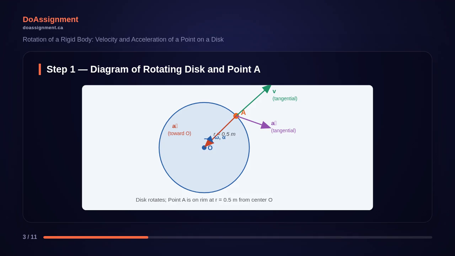Here is the setup. The disk rotates about its fixed center O. Point A sits on the disk, 0.5 meters from the center. At point A, the velocity is tangential, perpendicular to the radius. The normal acceleration points inward toward O, and the tangential acceleration is perpendicular to the radius in the direction of angular acceleration.